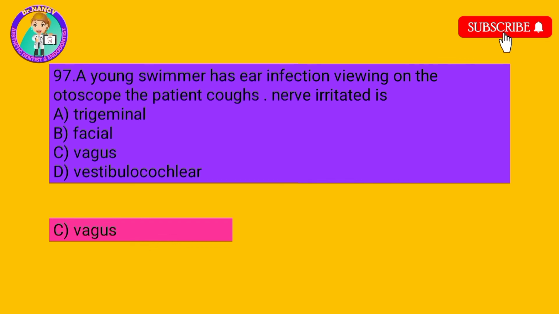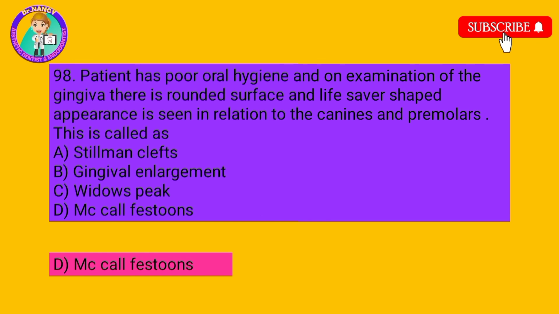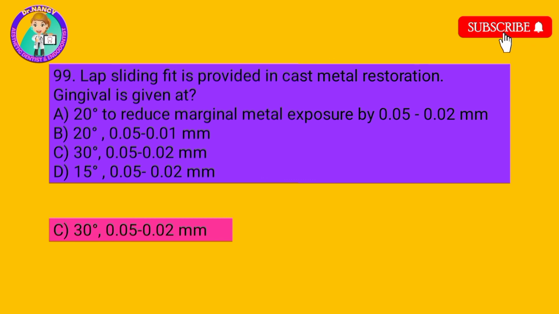Viewing on the otoscope, the patient coughs. Nerve irritated is trigeminal, facial, vagus, vestibulocochlear. Answer: vagus. Patient has poor oral hygiene and on examination of the gingiva, there is rounded surface and lifesaver shaped appearance seen in relation to the canines and premolars. This is called as Stillman cleft, gingival enlargement, widow's peak, McCall's festoons. Answer: McCall's festoons. Lap sliding fit is provided in cast metal restoration.